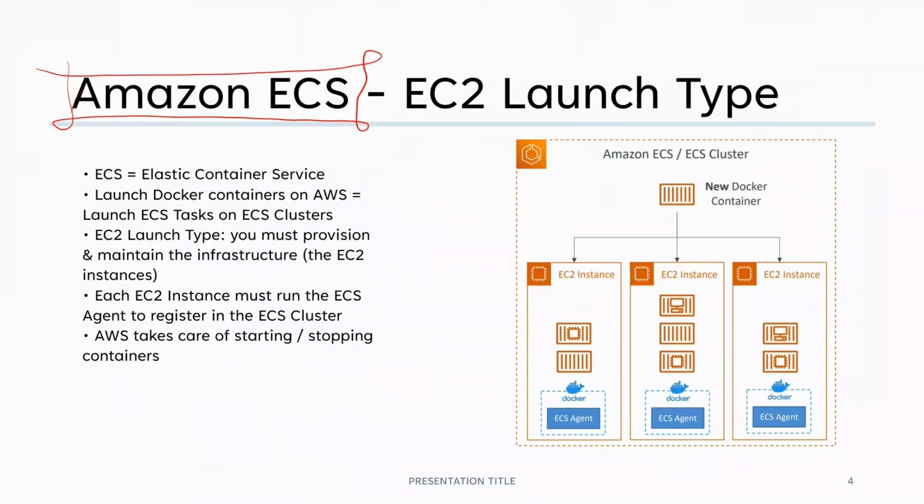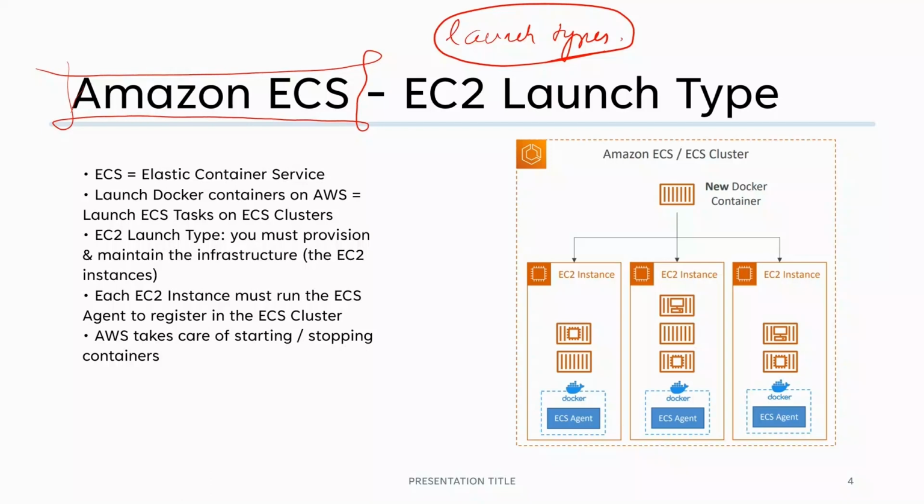But the thing is, there are launch types in ECS, and as you have guessed, one of the launch types is Fargate, which is a serverless type, and another one is the EC2 launch type, where you basically have control over your EC2 instances, like how they scale up, how they scale down, in which auto scaling groups your EC2 instances are in. You have to take care of all those things, right? And you must provision and maintain the infrastructure.